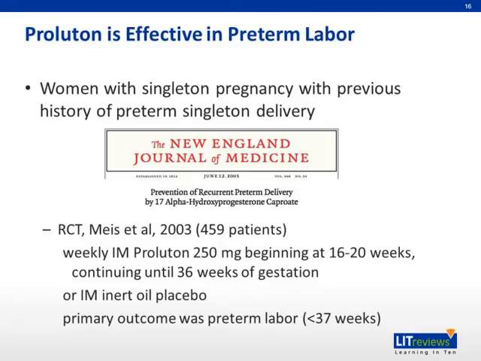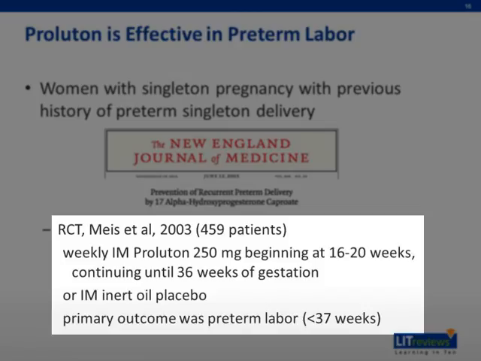In this RCT study by Meyers et al., Proluton was shown to be effective in preterm labor. 459 patients at high risk for preterm birth because of a prior preterm birth were randomized to receive weekly Proluton or placebo at 16 to 20 weeks until 36 weeks. The results were measured using the outcome of preterm labor of less than 37 weeks.